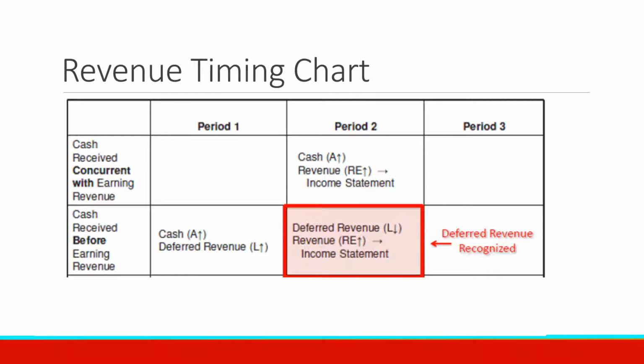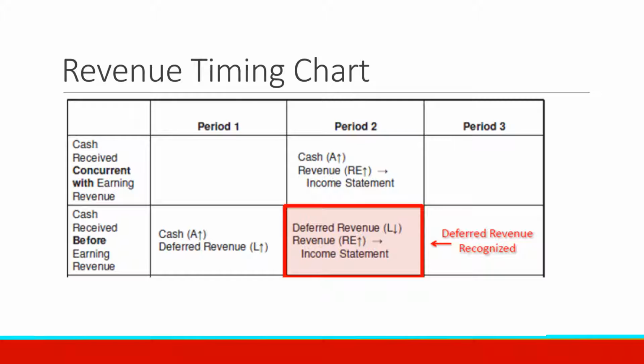The second situation involves a timing difference. The cash is going to be received before you earn the revenue. So for example, you might be selling a magazine subscription. A customer pays you for the full year of this magazine subscription at the beginning of the year, and then you deliver the magazines over the course of the year. You are not able to recognize the revenue from that transaction until you start delivering the magazines, and the revenue recognition will be prorated across the months of delivery.